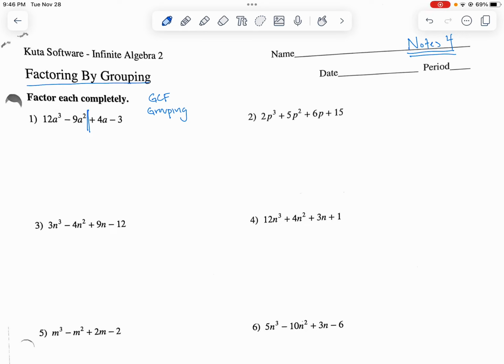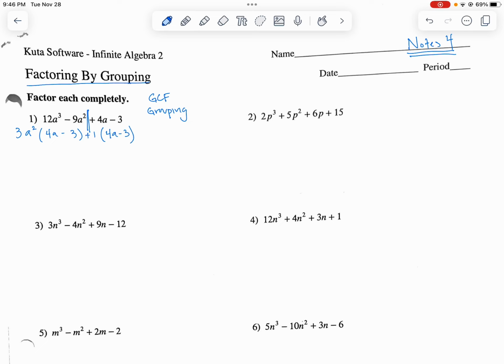So on the left-hand side, I'm going to treat this like it's one equation, two pieces. I'm going to take out an a squared. In fact, I'm going to take out a 3a squared. And then on the inside, I'm going to get 4a minus 3. Then on the right-hand side, I'm just going to factor out a 1 if there's nothing else that I can factor out. And I'm going to get 4a minus 3.